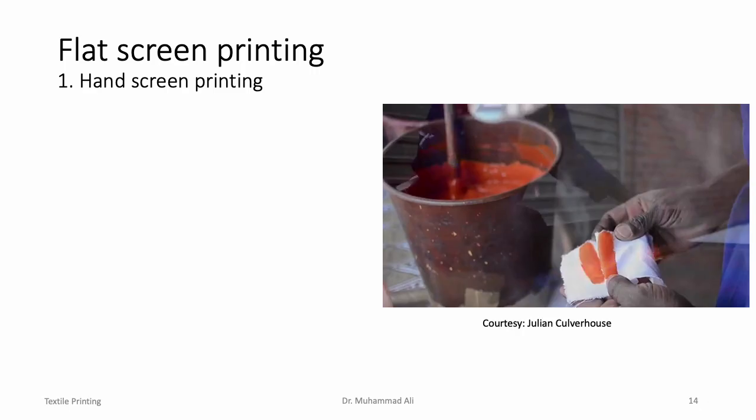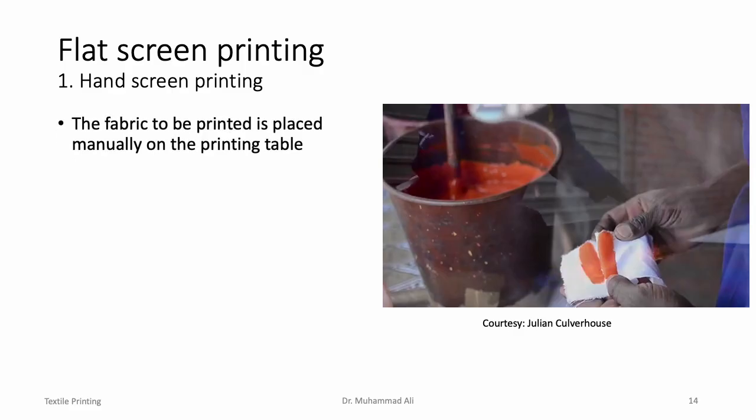So let's talk about the hand screen printing process now. In summary, in the hand screen printing process, all the steps that are involved in screen printing, or more specifically in flat screen printing, are manually done. So if you recall, the first step was to place the fabric on a flat surface. In the case of hand screen printing, this is of course done manually. So the workers will spread a certain length of the fabric on a flat surface manually.